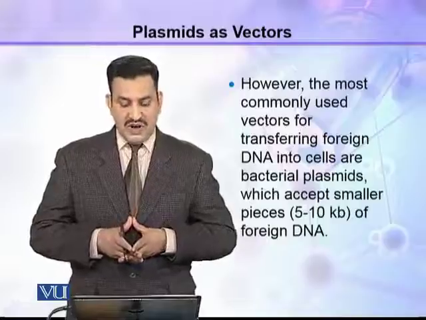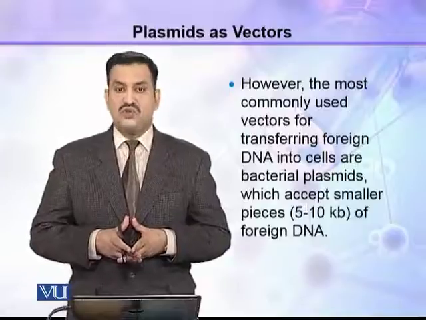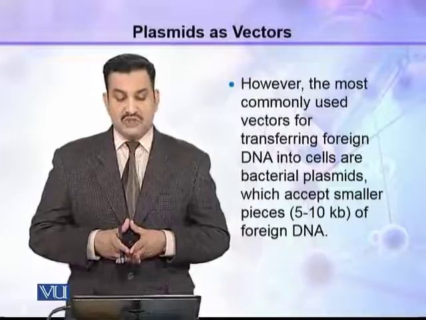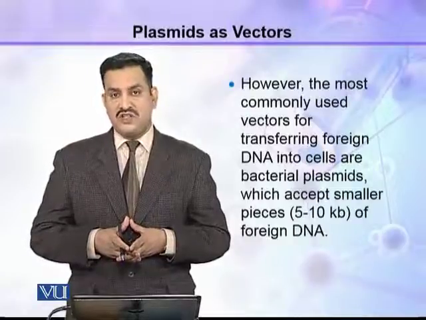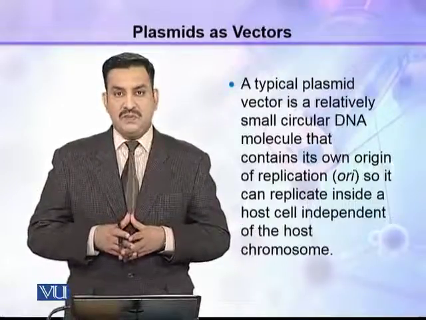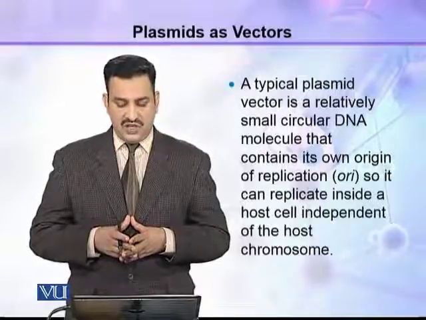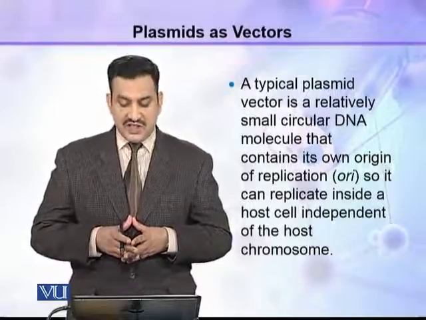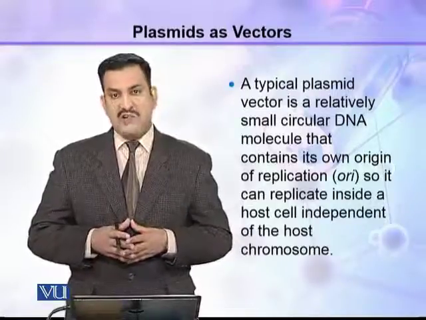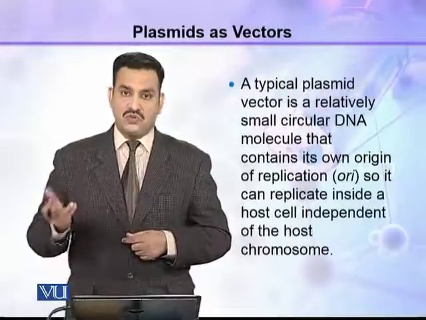However, the most commonly used vectors for transferring foreign DNA into cells are bacterial plasmids, which accept smaller pieces of foreign DNA such as 5 to 10 kb. A typical plasmid vector is a relatively small circular DNA molecule that contains its own origin of replication, so it can replicate inside a host cell independent of the host chromosome.